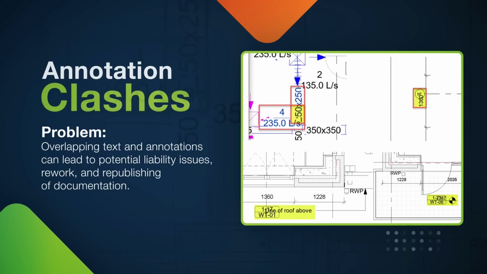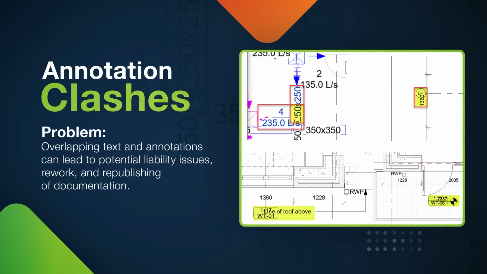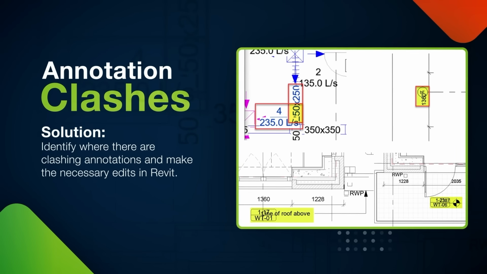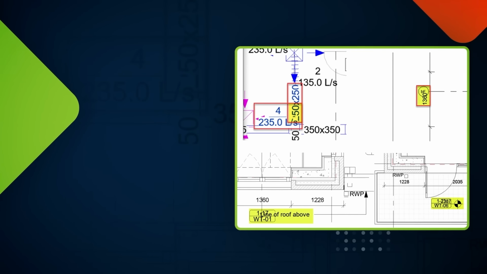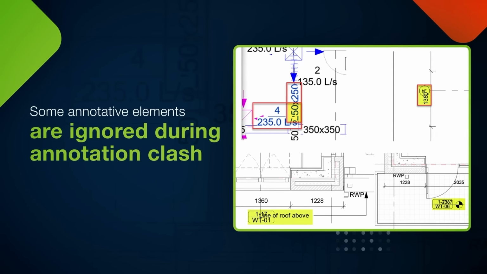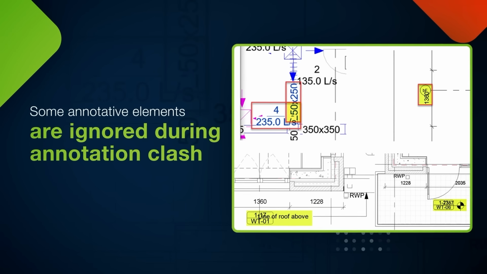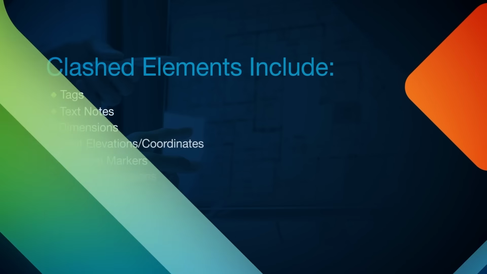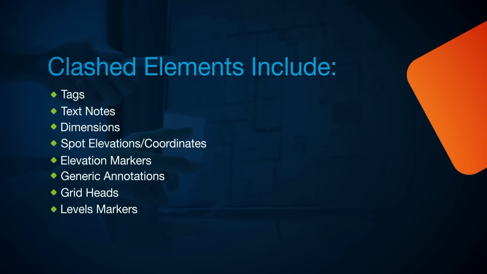Annotation clashes. An annotation clash is defined as an overlap with the bounding box of two annotation elements. Some annotative elements are ignored during annotation clash, either because the results would not be helpful or because there is a programmatic challenge to getting accurate results. Here are just some of the elements that are clashed.